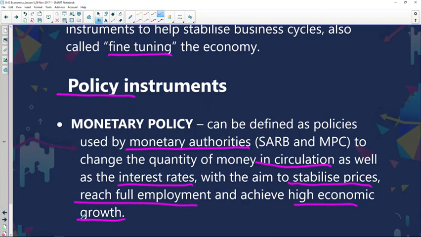So these are all good things for an economy because we want to control the money in circulation in a country. Also, we want to control interest rates in order to manage inflation as well. If the prices are stable, then that also will be a measure to control the interest rate. But we also want to reach full employment and achieve high economic growth, where there is more economic activity happening within a country.